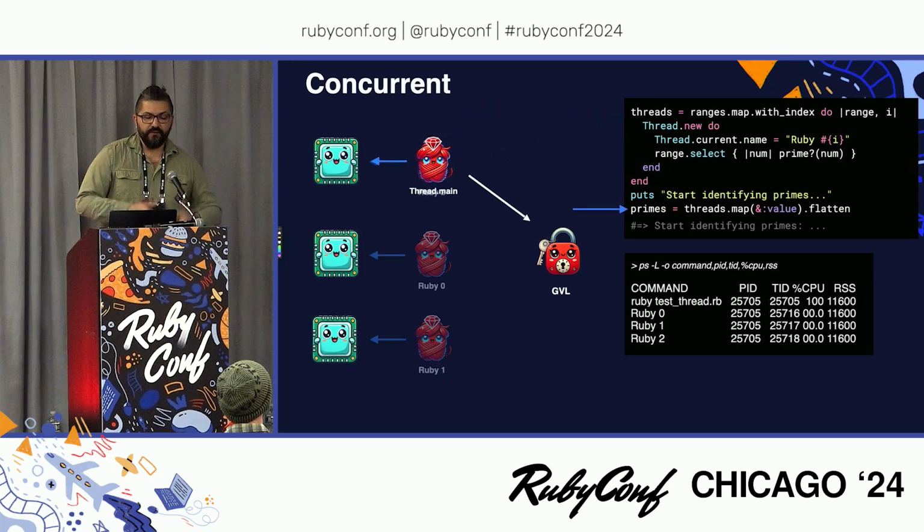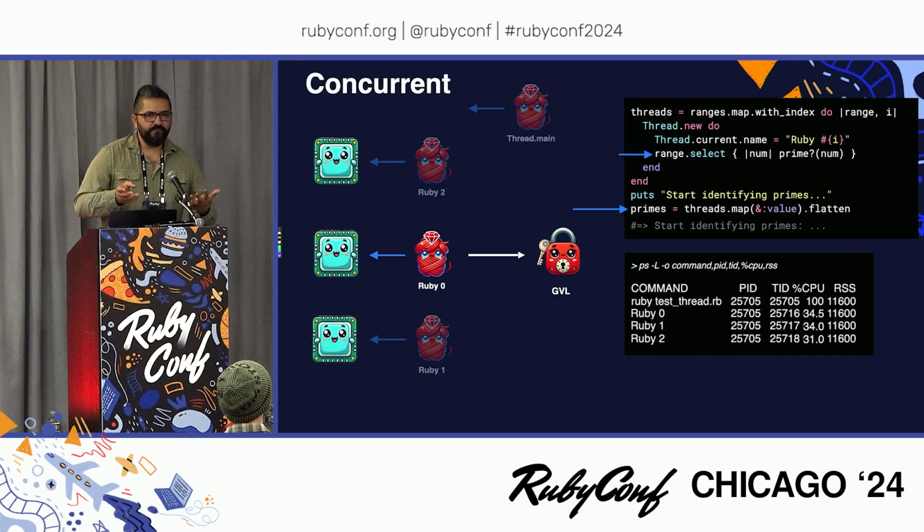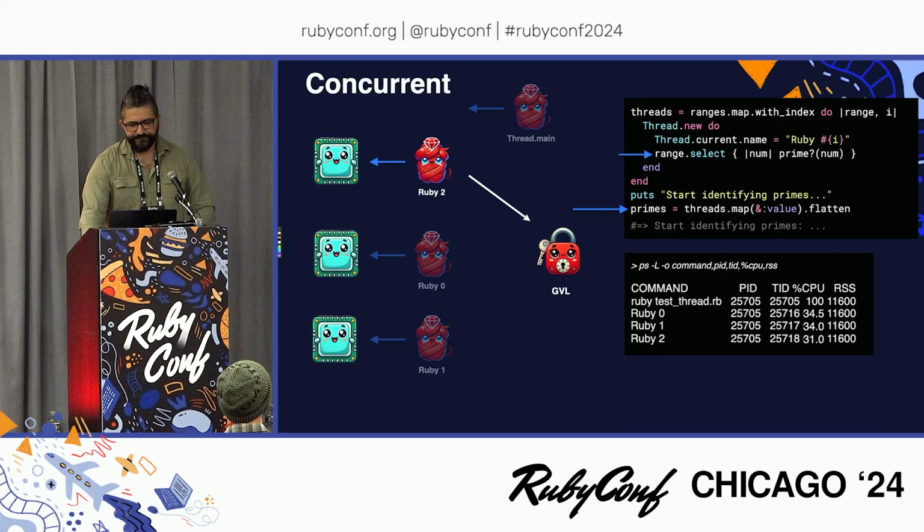And so in our case here, eventually our main thread says, hey, threads, give me your values, which is just a way of blocking on the thread and asking for whatever the last value is that comes back from the thread. We set a Thread.current name, so we get those Ruby 0, 1, 2 kind of options there, and then we select our primes. But ultimately, we have to just keep swapping back and forth with the GVL, and so we never achieve more than 100% of one CPU, and each thread is operating at about 33% effectively.